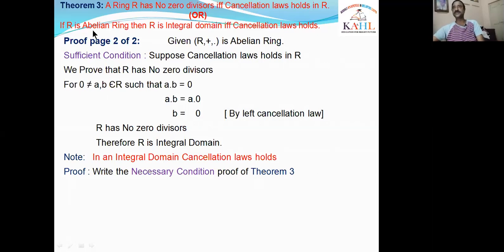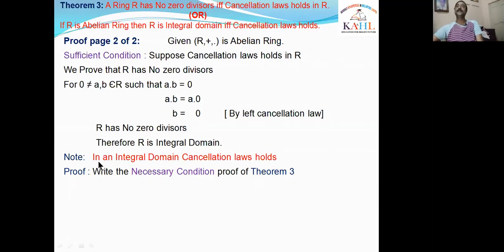If we observe the first one, R is an abelian ring. For the common part, given R is an abelian ring. The condition that R is an abelian ring was already given, and R has no zero divisors was proved now. So with these two conditions satisfied, we say that R is an integral domain. We have taken cancellation law holds, and we proved that R is an integral domain. That means the RHS to LHS condition is also over, that is, the sufficient condition was satisfied. So the theorem is over.